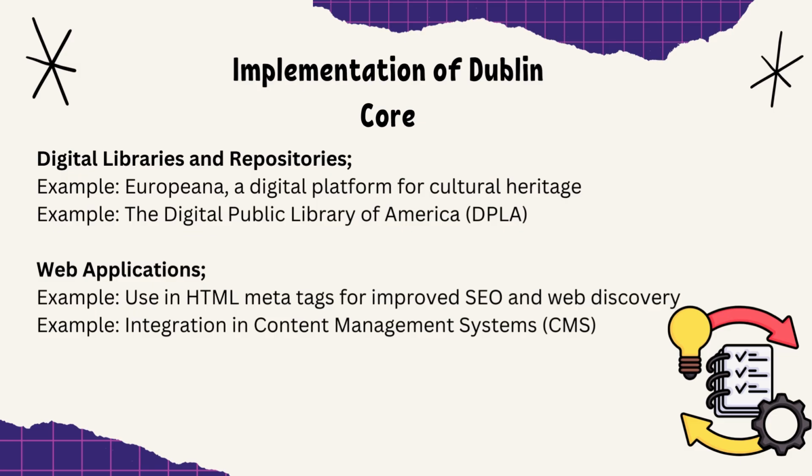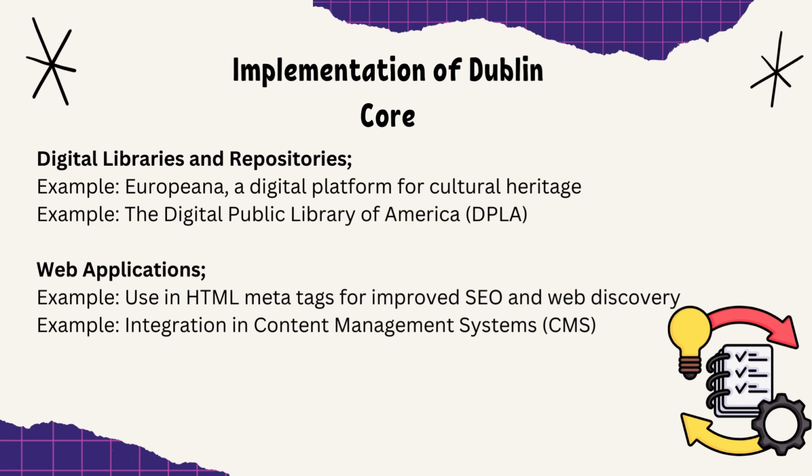Now getting into implementation of Dublin Core. Let's explore how Dublin Core is implemented in different contexts, starting with digital libraries and repositories. Something like Europeana, a digital platform for cultural heritage, uses Dublin Core to standardize metadata across collections from European museums, galleries, and libraries. This standardization enhances the visibility and accessibility of cultural heritage items, supports multilingual access, and promotes cultural exchange.